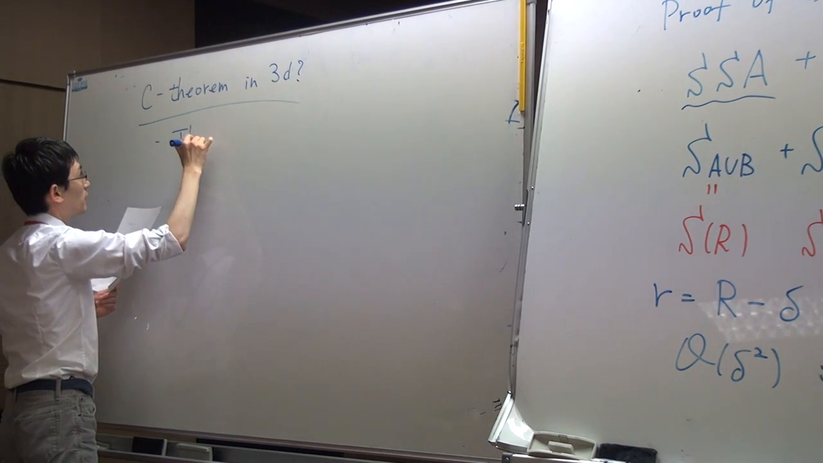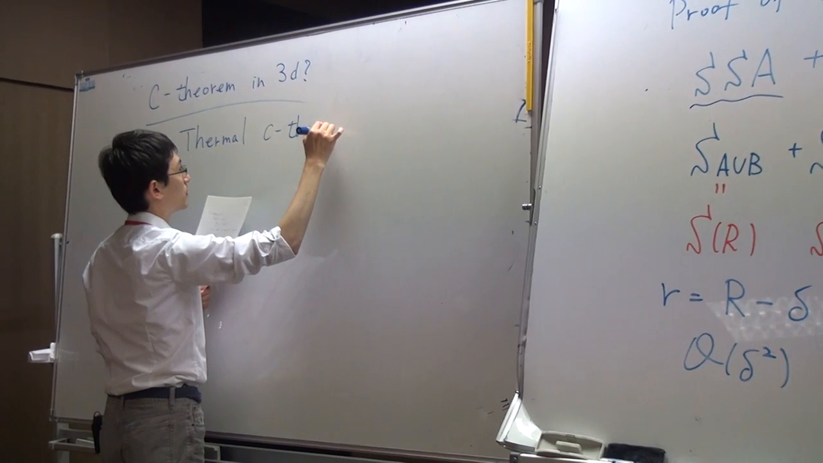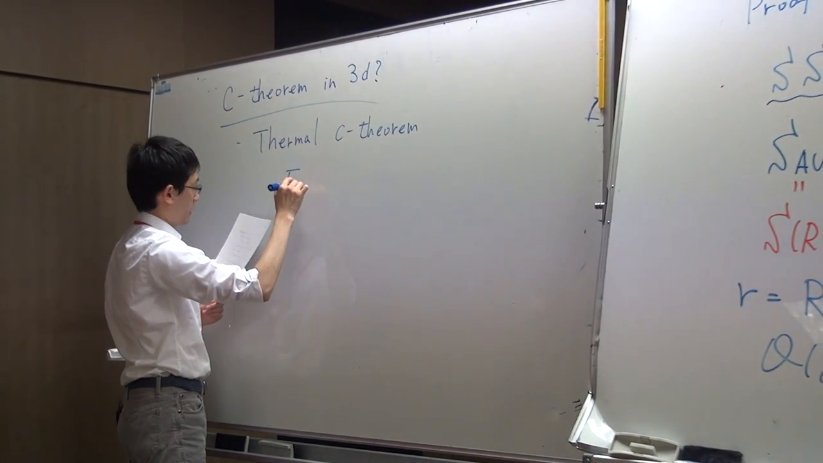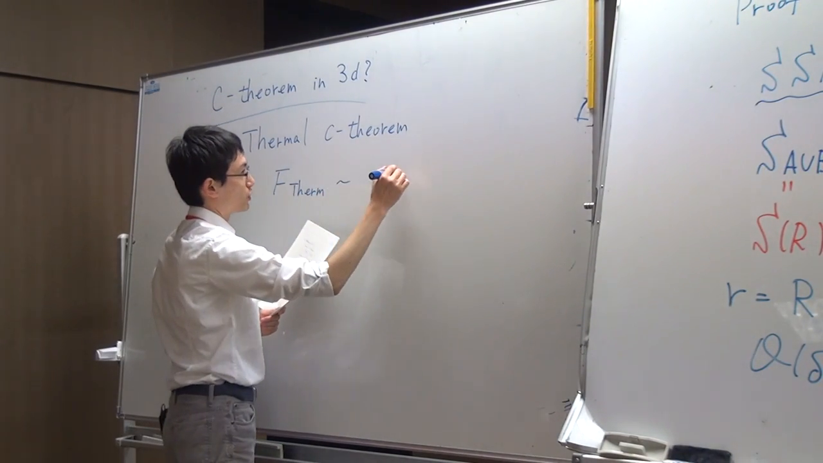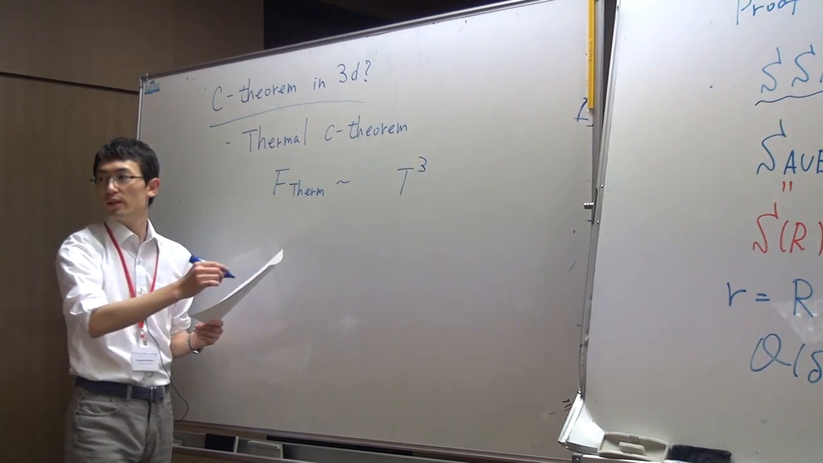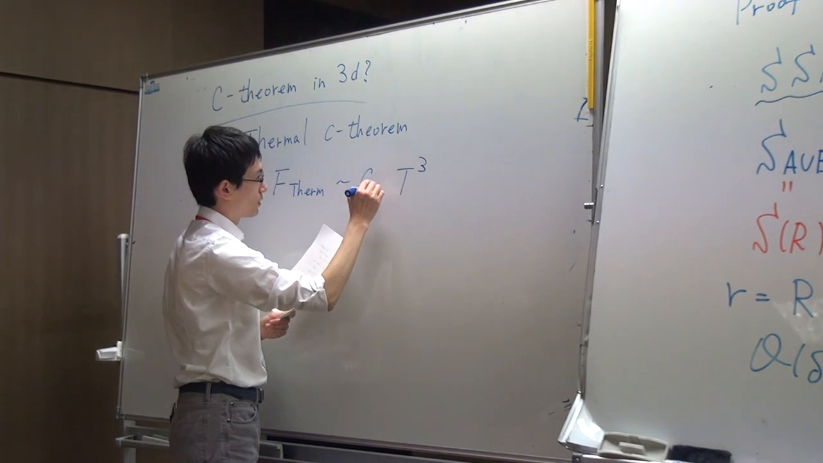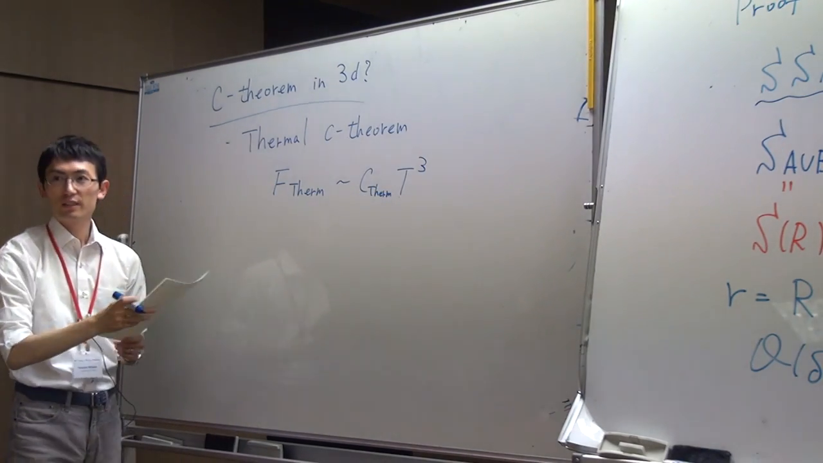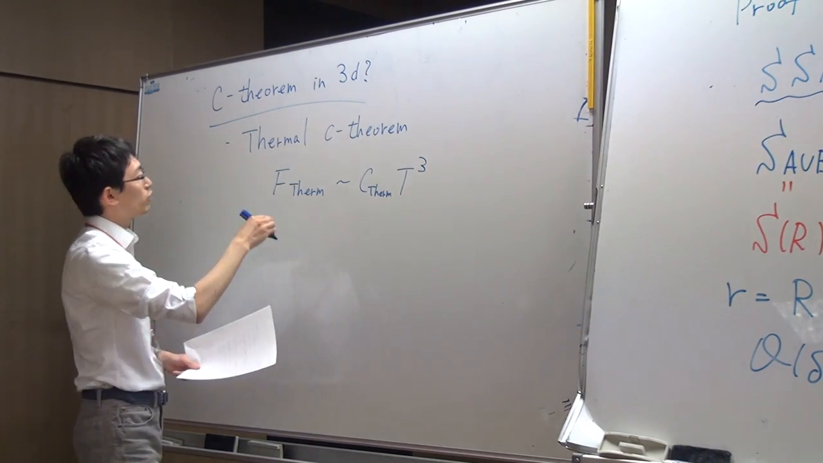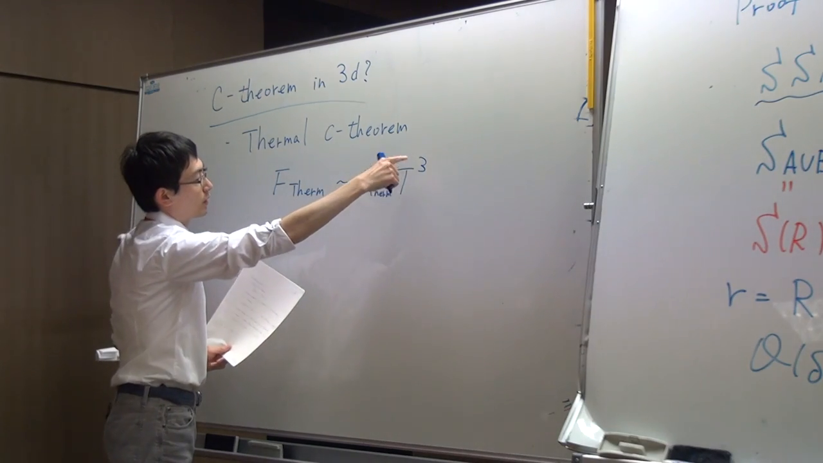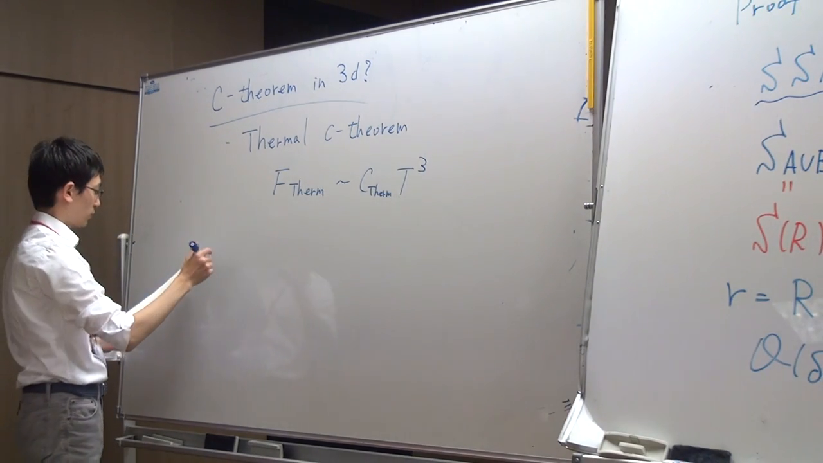The first one is a thermal C theorem. You put your theory at finite temperature and compute the free energy of your system, which should be proportional to T cubed from dimensional counting. I will call its coefficient C therm. And you may expect that this one decreases along the RG flow, because in 2 dimensions you have T squared, whose coefficient is equal to the central charge. So this is a natural extension from 2 dimensions.